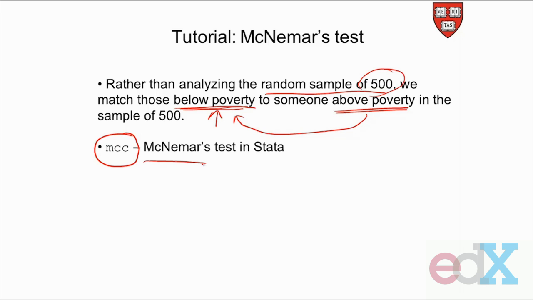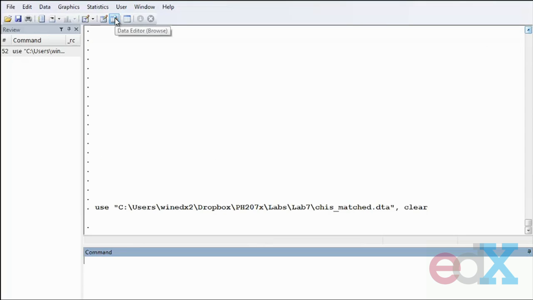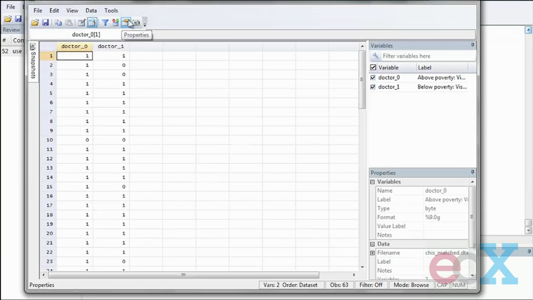So in this tutorial, go ahead and open the CHIS_matched data set. So we're using a different data set. It's now the matched data set. Open up Stata and we'll get started. Using the data browser, I go ahead and take a look at this data set. You can see that there's only two variables in the data set.